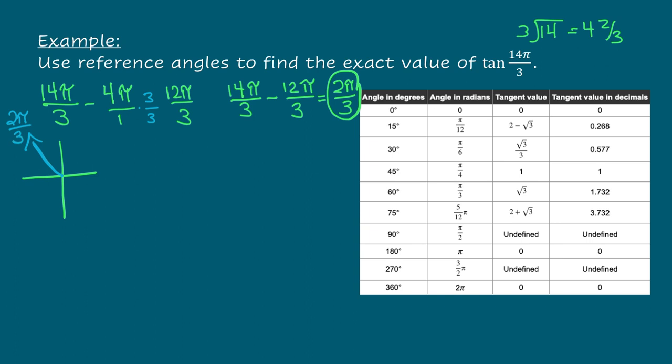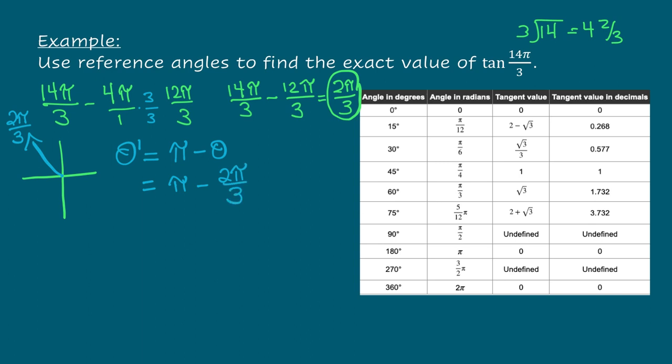Now what's my reference angle? I need to get that reference angle for 2 pi over 3. When I'm in quadrant 2, I need to use the formula pi minus my value. So pi minus my theta value when I'm in quadrant 2 gives me my reference angle. So I'm going to say pi minus 2 pi over 3.